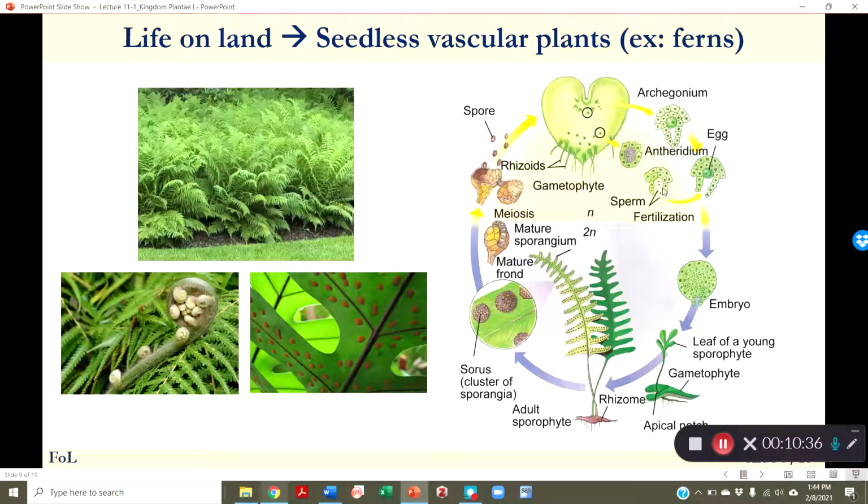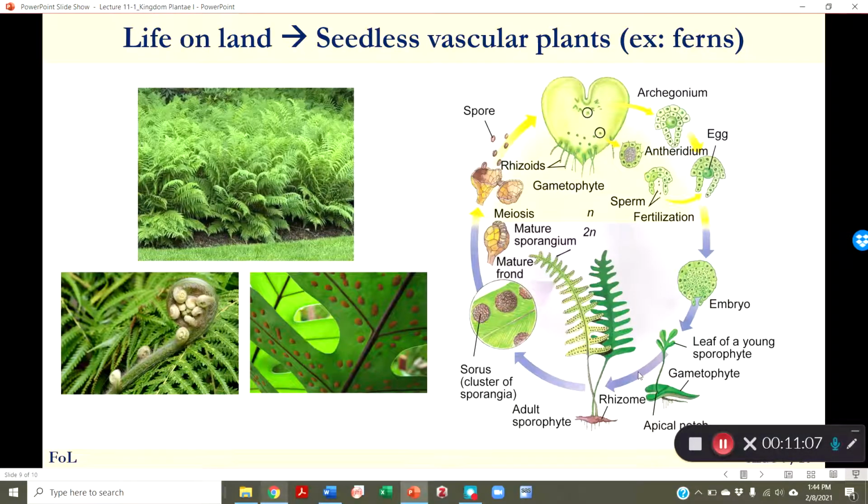And then when the sperm enters the egg, the fertilization occurs, and then we have these embryos that form. And so you still see this gametophyte holding on. It's almost like a fleshy part of the plant, but from that gametophyte is growing this sporophyte. So this is 1N, this is 2N.